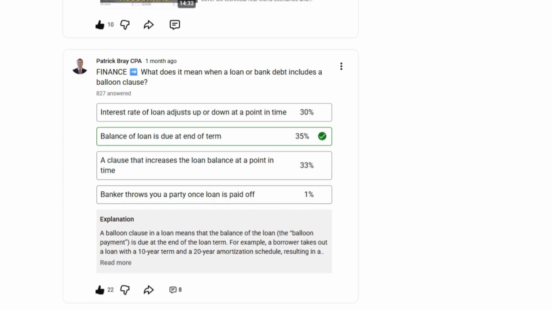This was one of the daily questions that I posted about a month ago, and it was, what does it mean when a loan or bank debt includes a balloon clause? And I got a request within the comments to do a video on what exactly a balloon clause was, and only 35% of you got this correct out of the 827 people that answered this question. So figured this was a good video to make.